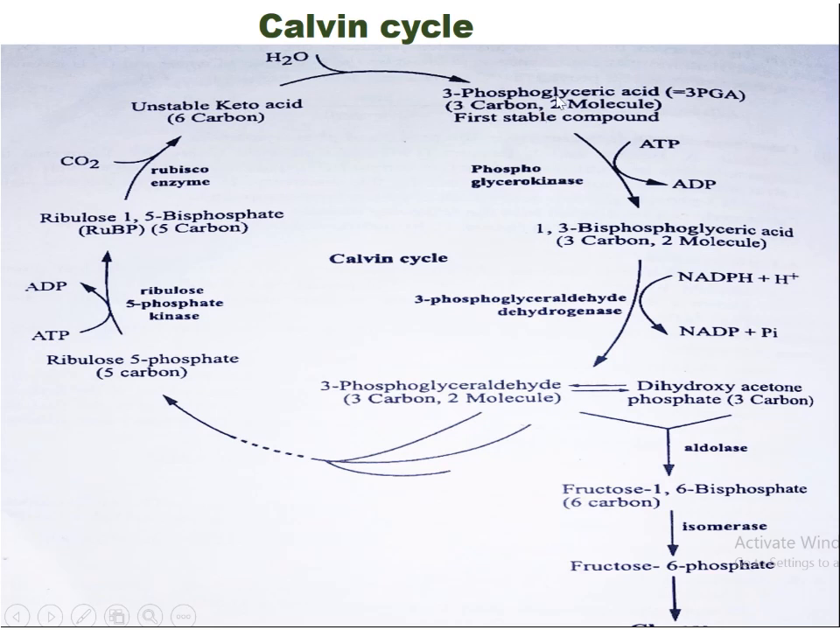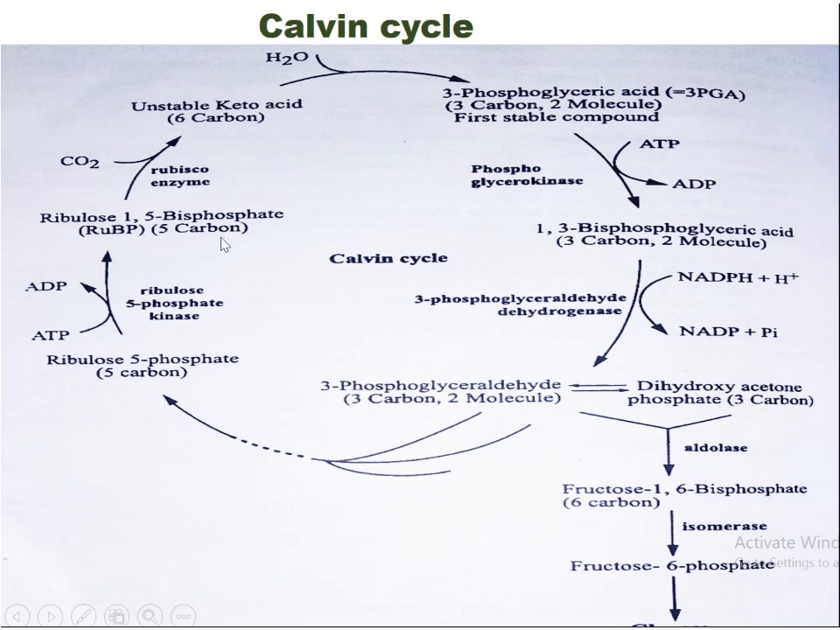The first stable product of this Calvin cycle is 3 phosphoglyceric acid. That's why this pathway is also called the C3 cycle, due to this 3 carbon compound. This is the first stable compound of this cycle, though the first compound is a keto acid, but that one is unstable. And this cycle is held in C3 plants.